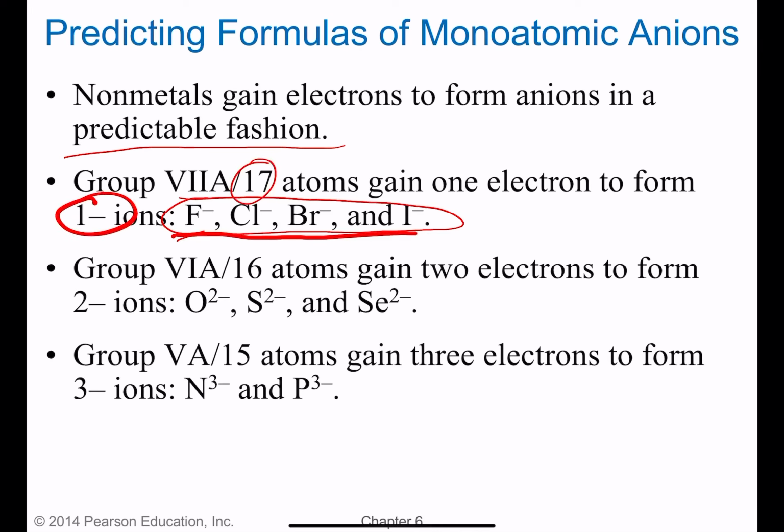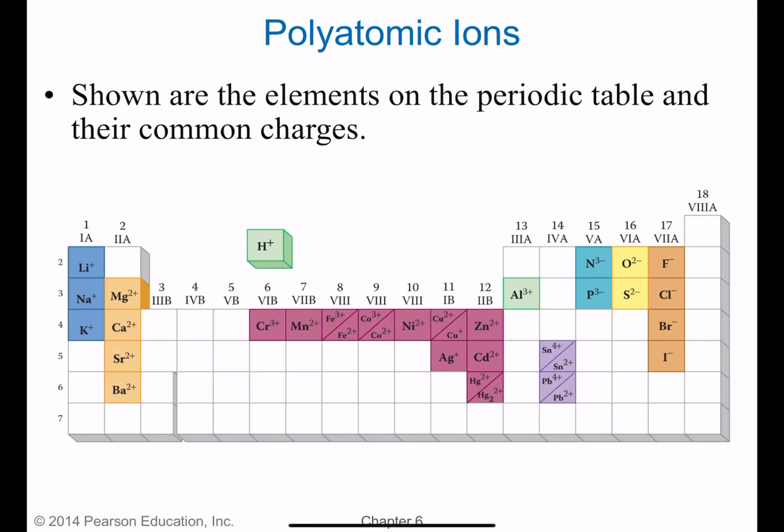And then the column next to that, so the oxygen group, those are always all going to be 2-. And then the group next to those, so nitrogen and phosphorus, those are all going to be 3-. So this is going to be predictable. These nonmetals will always be the charge based on their column, 1-, 2-, or 3-.